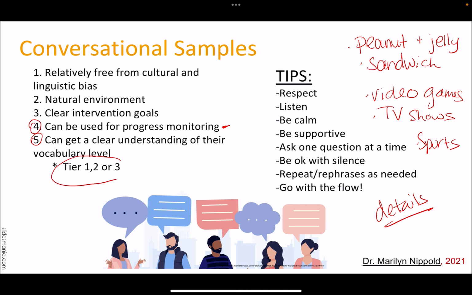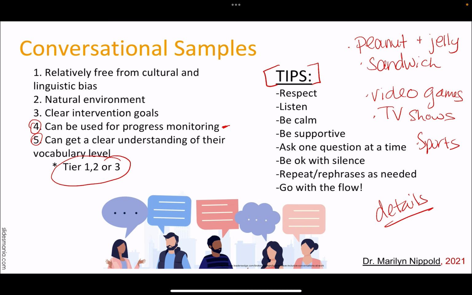So tiers 1, 2, and 3, which I'm pretty sure we have not gotten into extensively in class, but we can talk about those more if you don't know what those are. But really looking at what kind of vocabulary they're using. So really, really critical. Think about these particular tips.